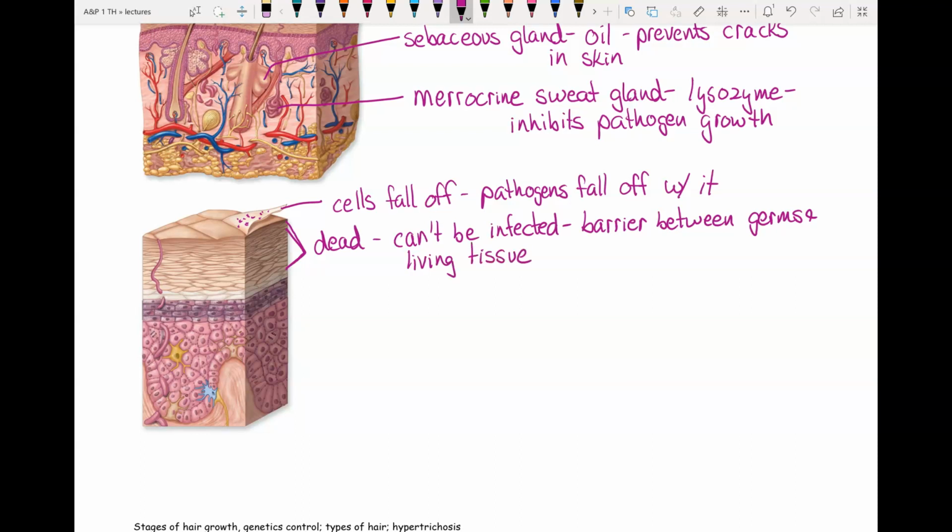Remember also, the entire epidermis is avascular. It doesn't have any blood vessels. So it's also creating a barrier between germs and your blood.